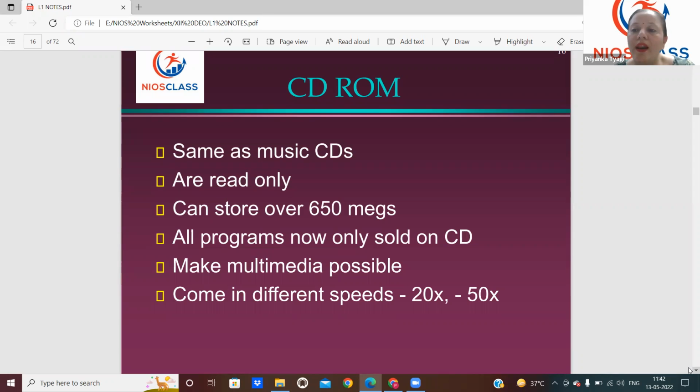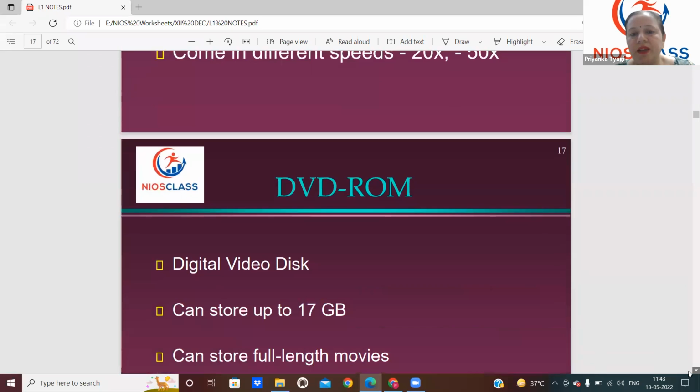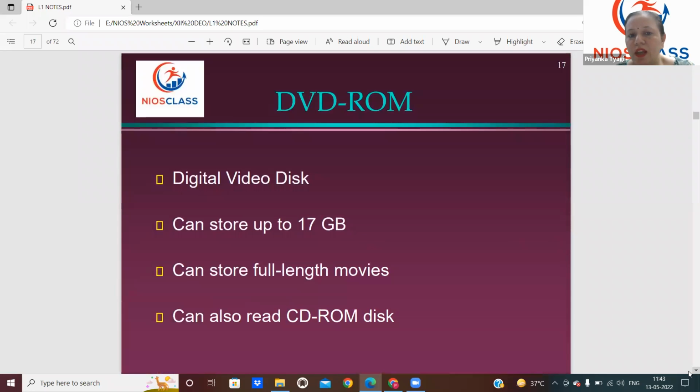So we have to install a device or insert a device inside the CPU to run the CD-ROM. Okay, so musical CD, database CD, any kind of CD. Now CD, compact discs: whatever content we have written will be written only one time, and it will be stored on a permanent basis. We can't change it.